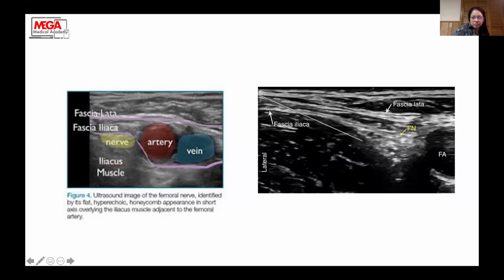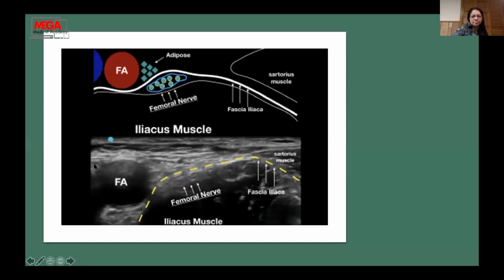If we did not go through these fascias, it's unlikely that it's going to work, or at least not going to work well. As you see here, fascia lata, fascia iliaca, and the nerve here, and the nerve sits on the iliacus muscle. Same also here: here's the femoral artery, and here is the fascia lata, fascia iliaca, and femoral nerve, and we have to go through the two fascias to inject around the femoral nerve.